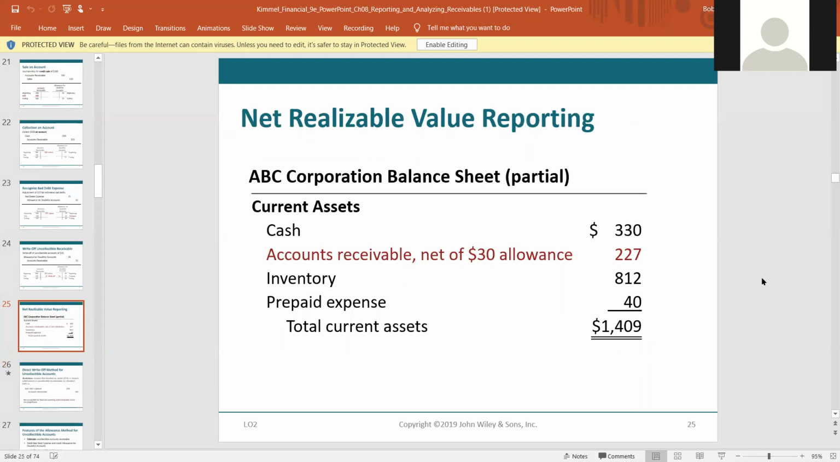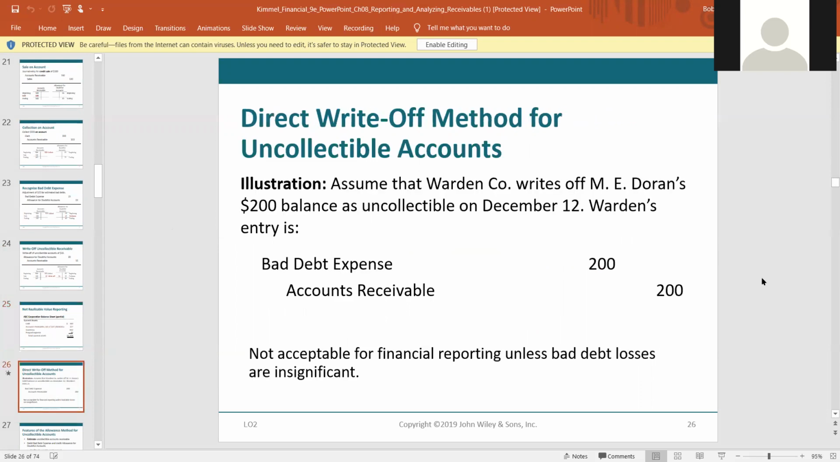And they're doing more of this net realizable reporting. And they want us to talk about the direct method. Assume Ward and Company writes off Duran's $200 balance on December 12th. Here's the entry. Bad debt expense, credit accounts receivable. This is not acceptable for financial reporting unless bad debt losses are insignificant. In other words, you must use the allowance for doubtful accounts for all reductions of accounts receivable.